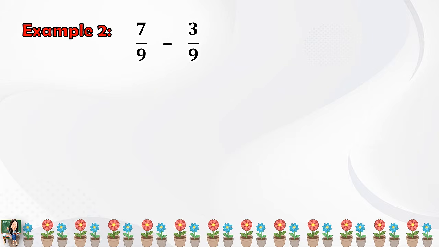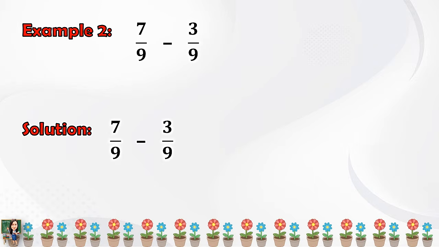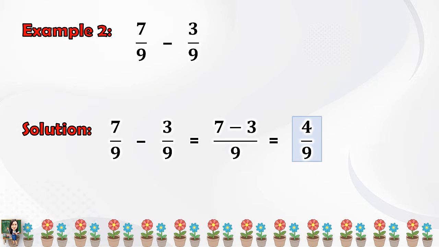Example 2. 7/9 minus 3/9. These are similar fractions, so simply subtract the numerators. 7 minus 3. Then copy the common denominator, which is 9. 7 minus 3 equals 4. Then copy the denominator. The answer is 4/9.